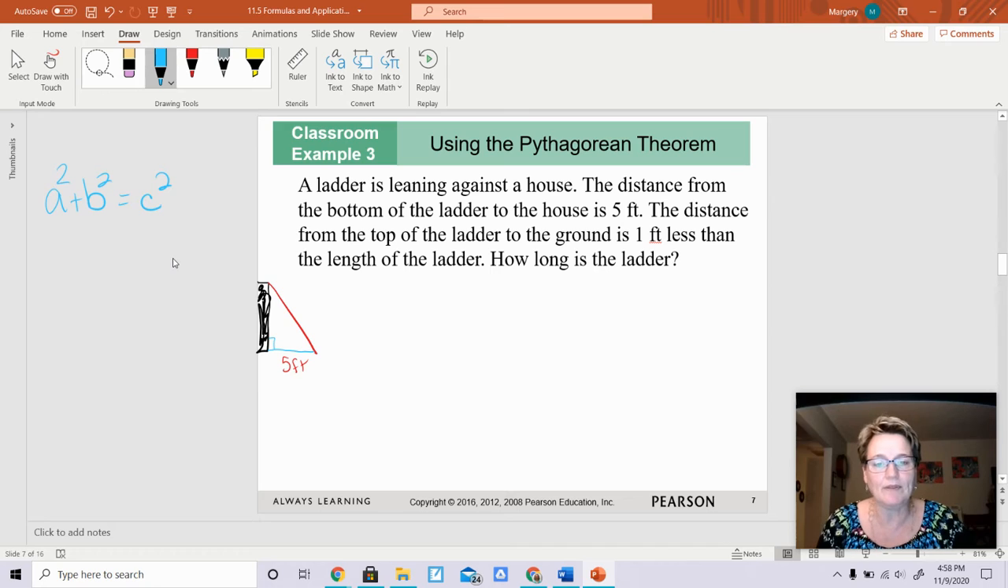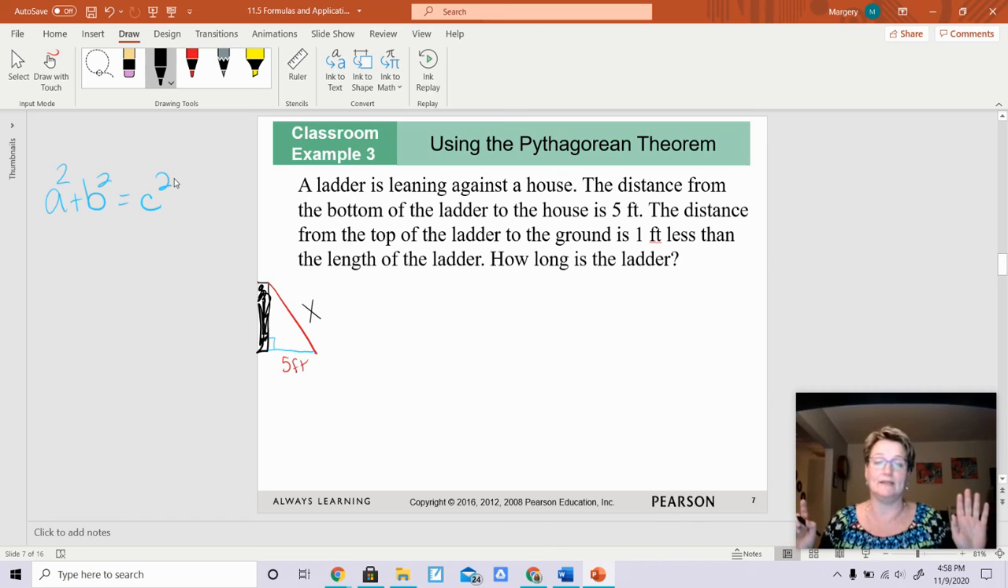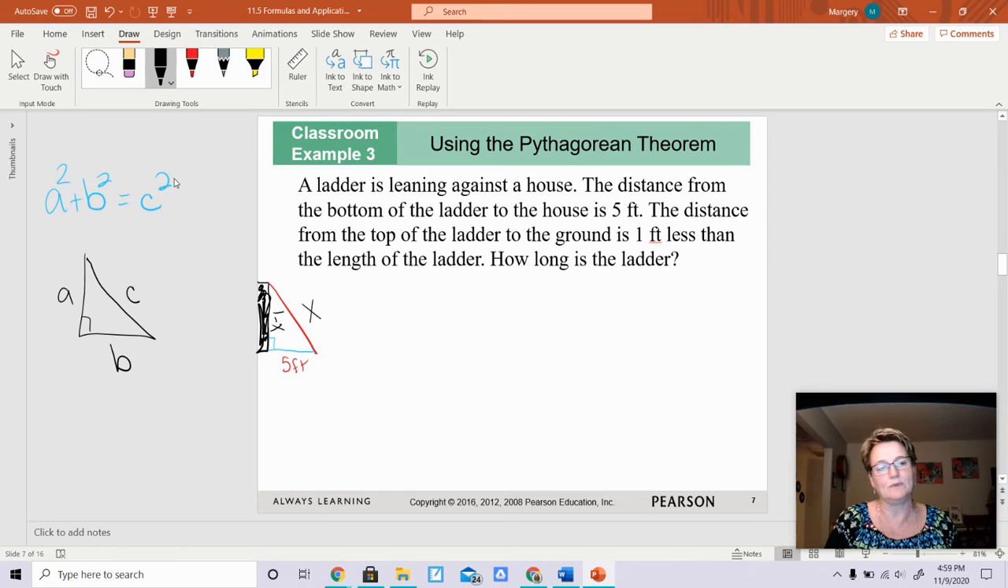The distance from the top of the ladder to the ground is 1 less than the length of the ladder. We don't know what the ladder is, so I'm going to call it x. But I do know that the distance from the top of the ladder to the ground is 1 foot less than the length of the ladder. So this part here is going to be x minus 1. So basically I have a right triangle. This would be a, this would be b, and this would be c. We're going to use the Pythagorean theorem to figure out how long the ladder is.